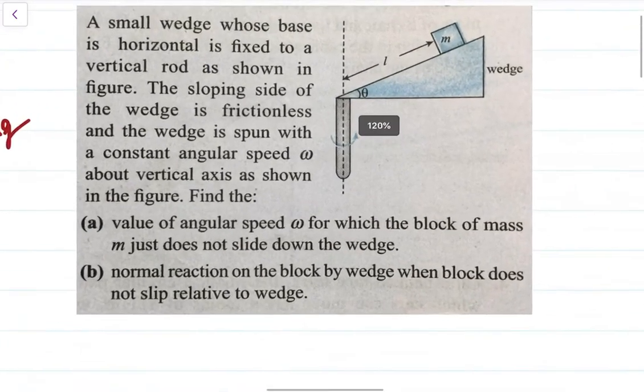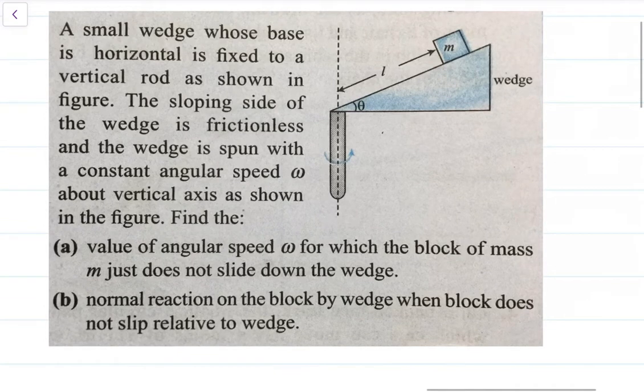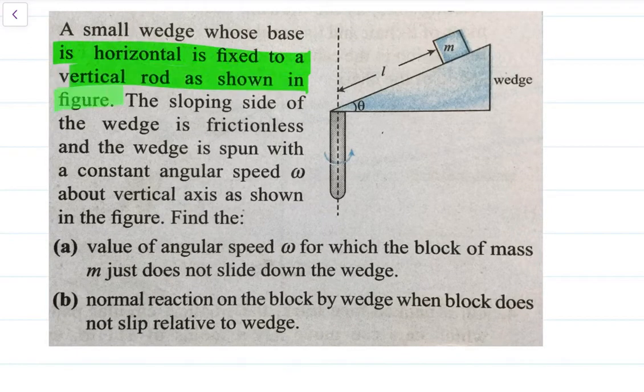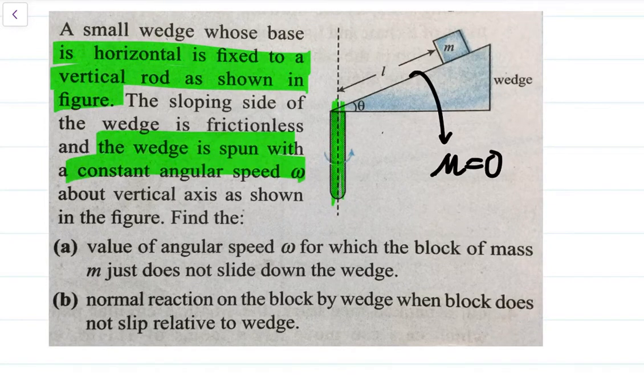Okay, so now this is the last question in this lecture. It is also a very easy question, so first let's read it. A small wedge whose base is horizontal is fixed to a vertical rod as shown in the figure. So this is the rod here. Okay, so the sloping side of the wedge is frictionless. So here friction is 0, that means the coefficient of friction is 0, and the wedge is spun with constant angular speed omega about the vertical axis as shown in the figure.